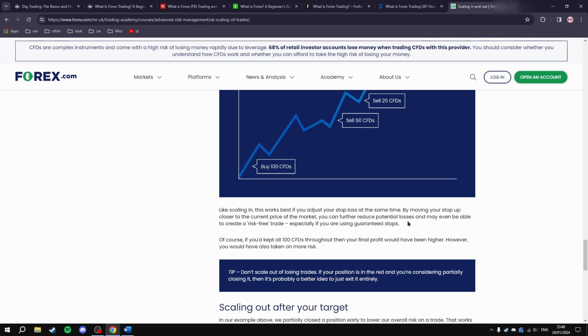Of course, if you had kept all 100 CFDs throughout, then your final profit would have been larger. However, you would have also taken on more risk.